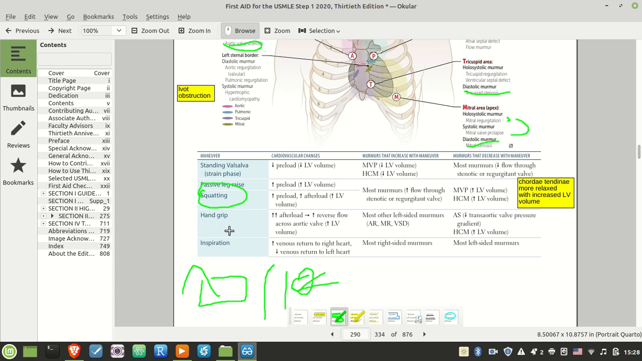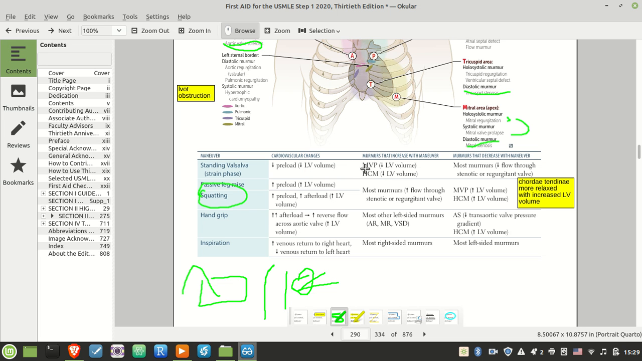All right? And hand grip, for the same thing, you have an increase in the afterload. Okay. And of course, inspiration, kind of the opposite of the Valsalva maneuver. You have a decrease in intrathoracic pressure, so you have an increase in the venous return to the right heart. Okay, fantastic. So let's talk about now murmurs that increase with this maneuver.